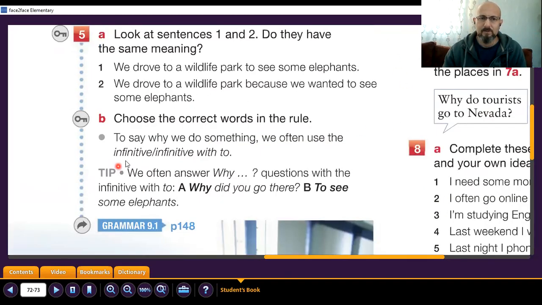And here is the grammar to say why we do something. We often use infinitive with to: to go, to stay, to read, to play. So infinitive with to or to infinitive, both correct. We often answer why questions with infinitive with to.